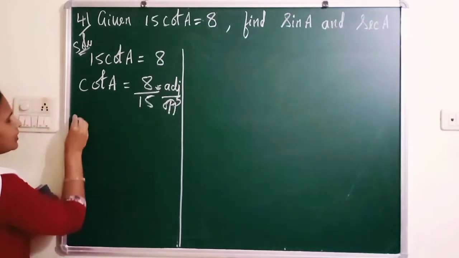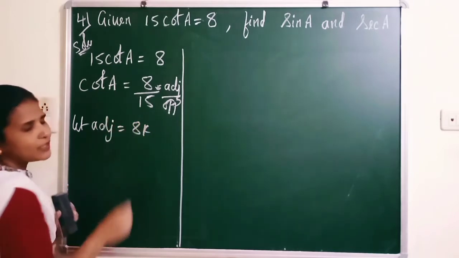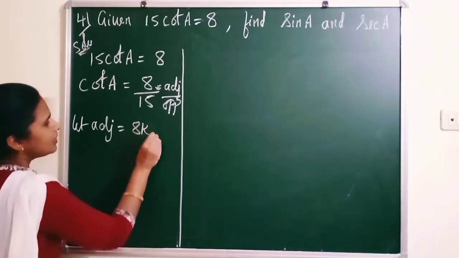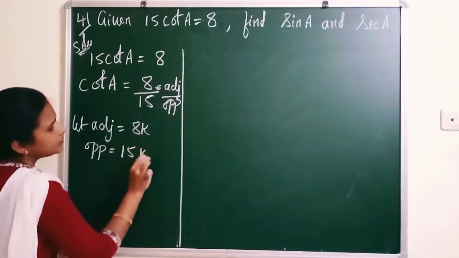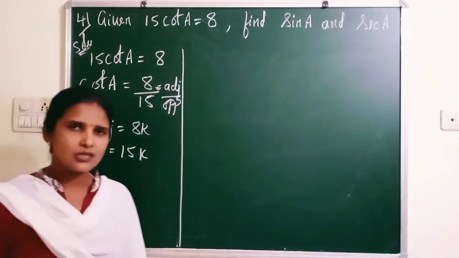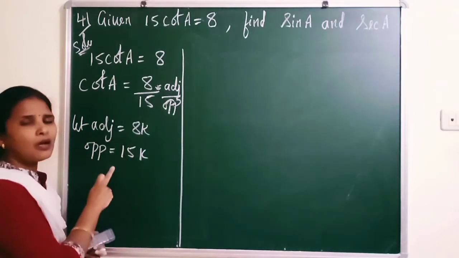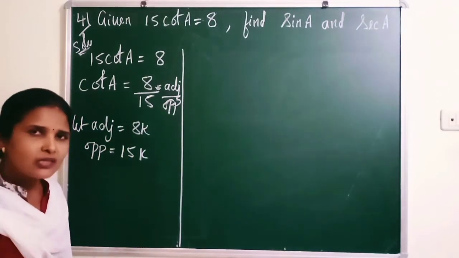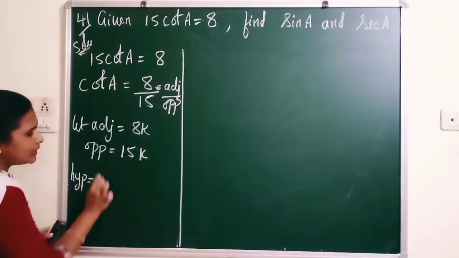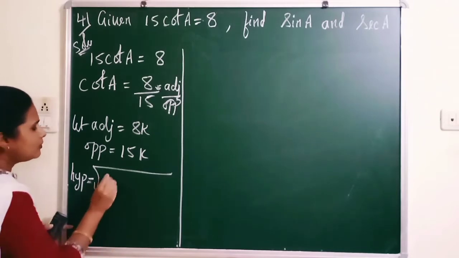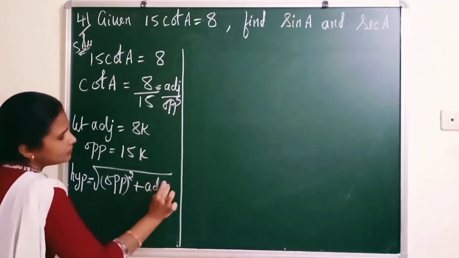So now let us consider, let adjacent be equal to 8k. I already said you have to write k because it is a ratio, and then opposite is 15k. Now among the three, hypotenuse, opposite and adjacent, I have two, that is adjacent and opposite. So which one is missing? The hypotenuse is missing. So I should find the hypotenuse. Hypotenuse equals, try to do directly, hypotenuse square equals opposite square plus adjacent square.